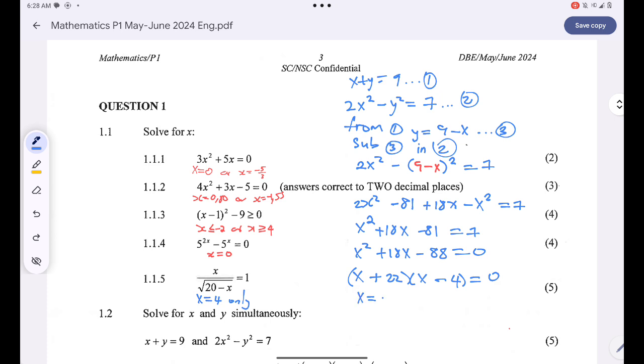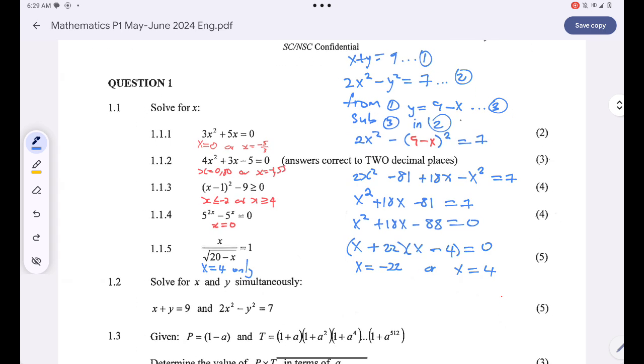And then x is basically equal to negative 22, or x is equal to a positive 4. After finding both x values, I can simply go back and find the corresponding y values. I'll say when x is equal to negative 22, therefore y will be simply 9 minus x. Same thing applies over there. When x is equal to 4, therefore y will simply be 9 minus x. That's negative 22 as well as 4, right?